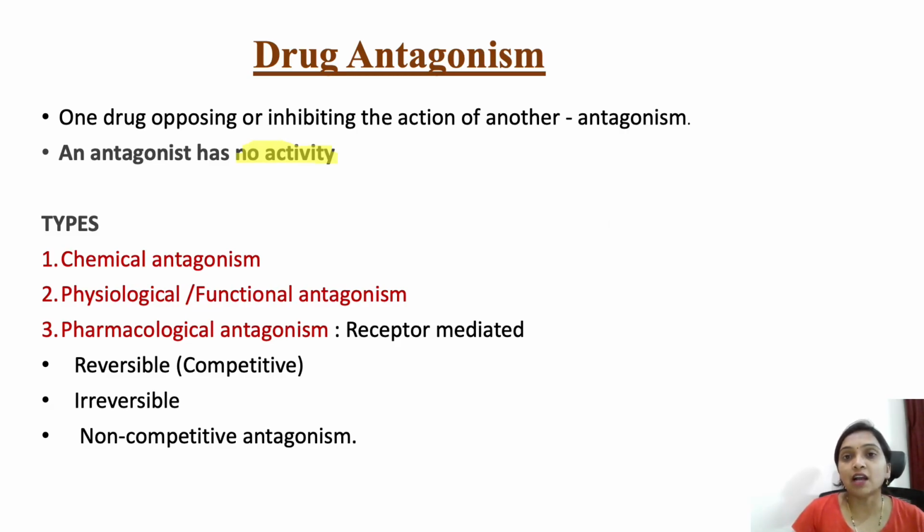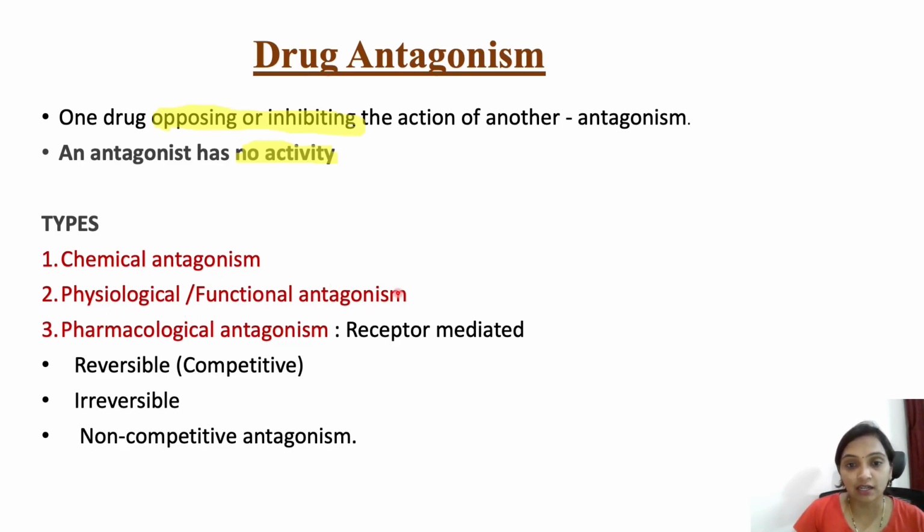Partial agonist will produce a reaction which is in between 0 and +1. So these things are very important. So in antagonism, there is no activity, and a drug is said to be antagonized when one drug opposes or inhibits the action of another. And there are various types of antagonism, which is very important. These types are chemical antagonism. We will study in detail in further slides.